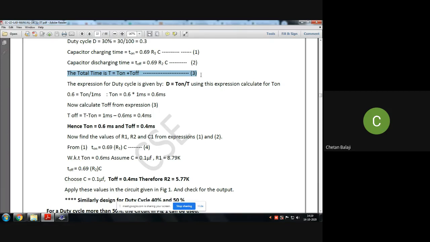Okay, for that you go with this formula, formula number 4. Formula number 1 is t equals 1 by f. Formula number 2: 60% equals 60 by 100 equals 0.6. Formula number 3: t equals t on plus t off. Formula number 4: d equals t on by t. D is the duty cycle.